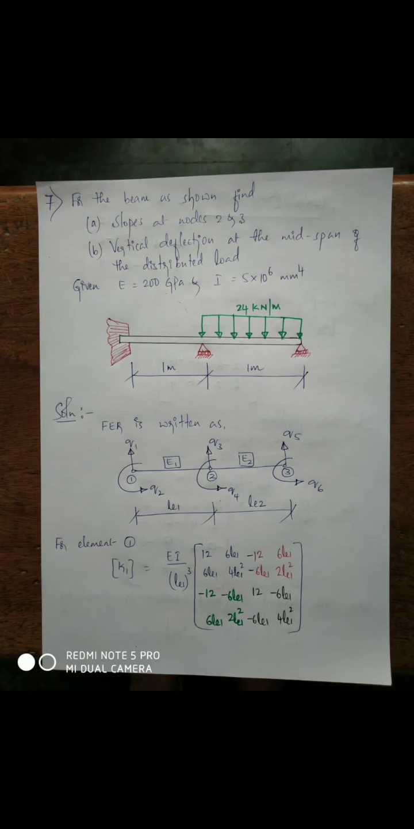Second important point you have to remember here is length of the element Le, Young's modulus E and mass moment of inertia I all should be substituted in the same unit, that is meter length, Young's modulus E Newton per meter square, mass moment of inertia I meter to the power 4.